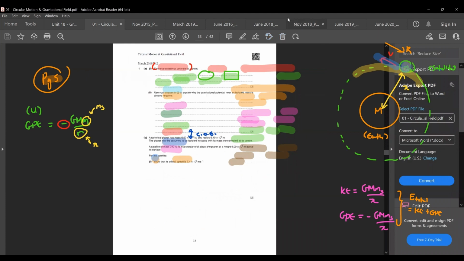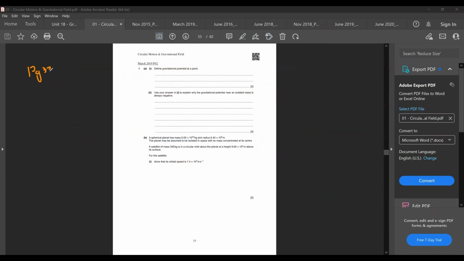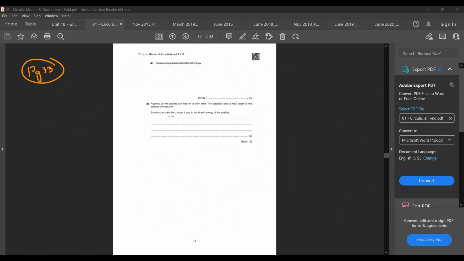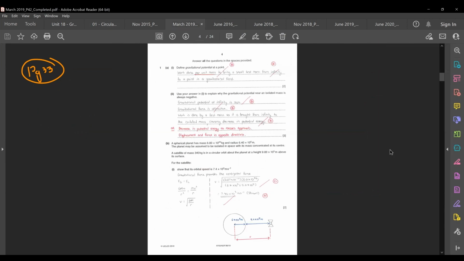Let me have a look at page 33. Okay, next question that we can do is under page 33. So page 33, this is March 2019 P42. We have a look at that.